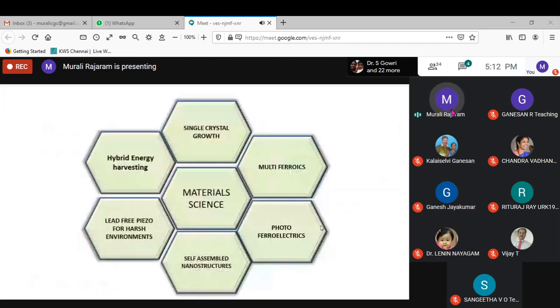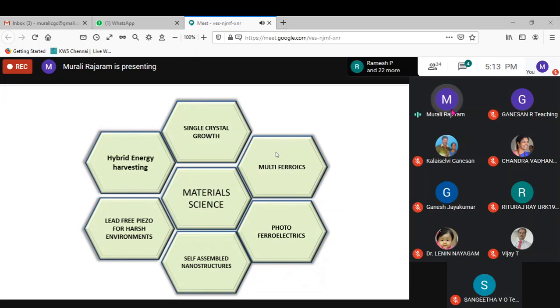These persons influenced me on my research topics. In general, I'm interested in almost all topics of material science, and as I said, I have been concentrating on single crystal growth right from my PhD. Still, we are working on single crystals. I started multiferroics during my postdoctoral position.